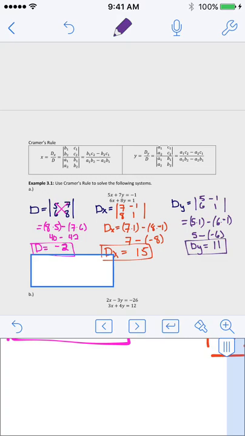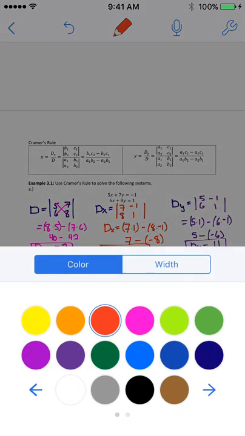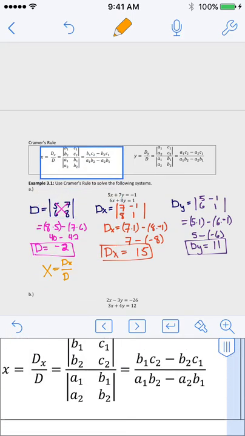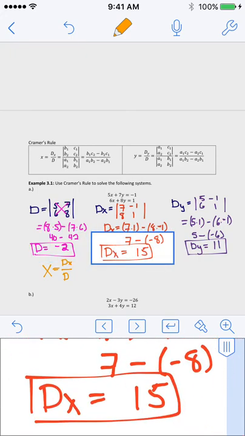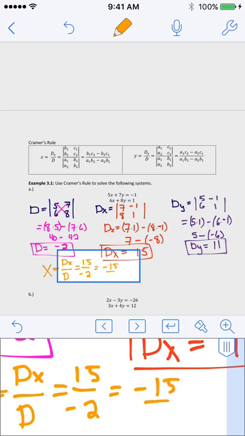The very last step is to find x. Now let's do it in orange. I'm very indecisive about my colors today. So x is going to equal dx over d, which again, up here, looks like a whole bunch of work. But now we know dx and d are just two numbers, so we can plug them in. That equals 15 over negative 2, or in other words, x equals negative 15 halves.